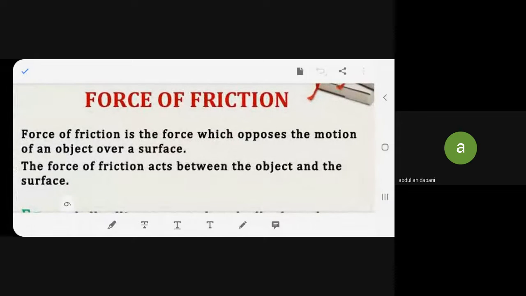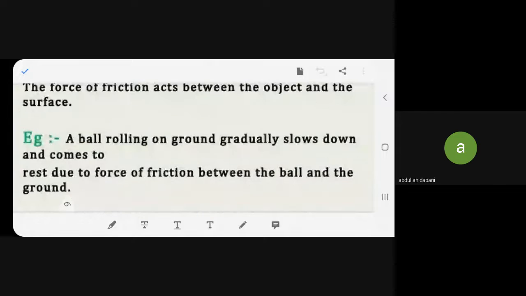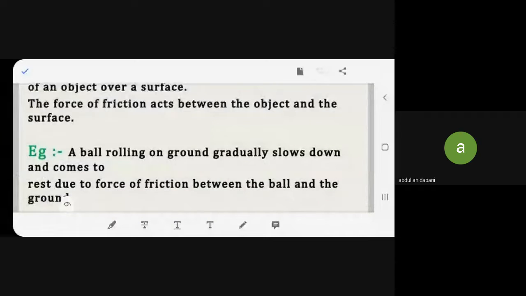Force of friction. Force of friction is the force which opposes the motion of an object over a surface. The force of friction acts between the object and the surface. For example, a ball rolling on the ground gradually slows down and comes to rest due to the force of friction between the ball and the ground. Can you explain this much?